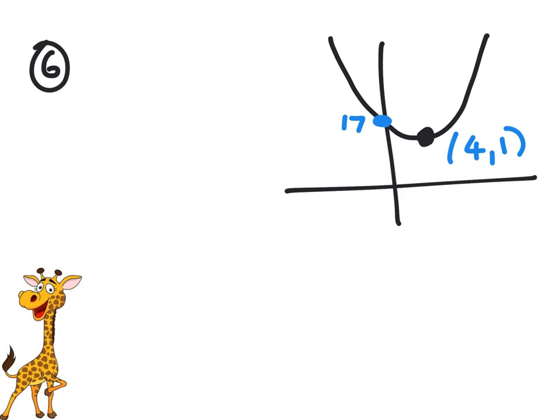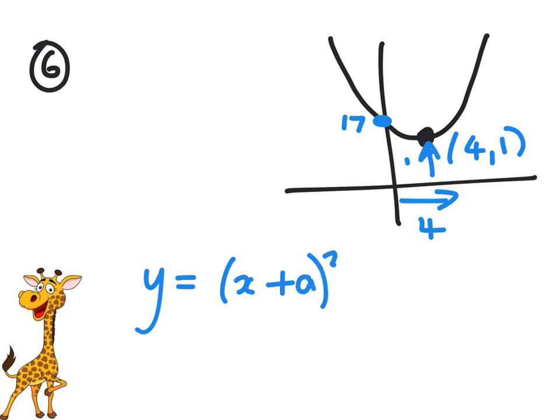Question 6. Name this graph. Well, it's been moved to the right 4, and then it's been moved up 1. So you should know how to put those numbers into the formula (x + a) squared + b.